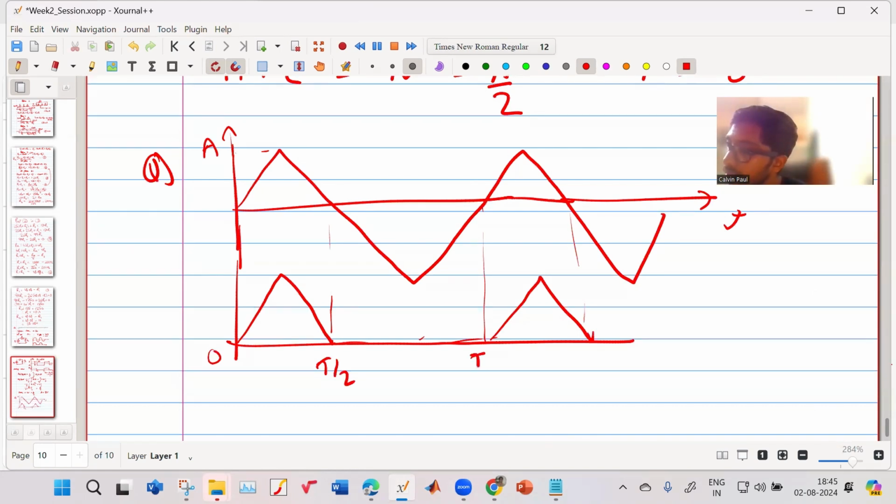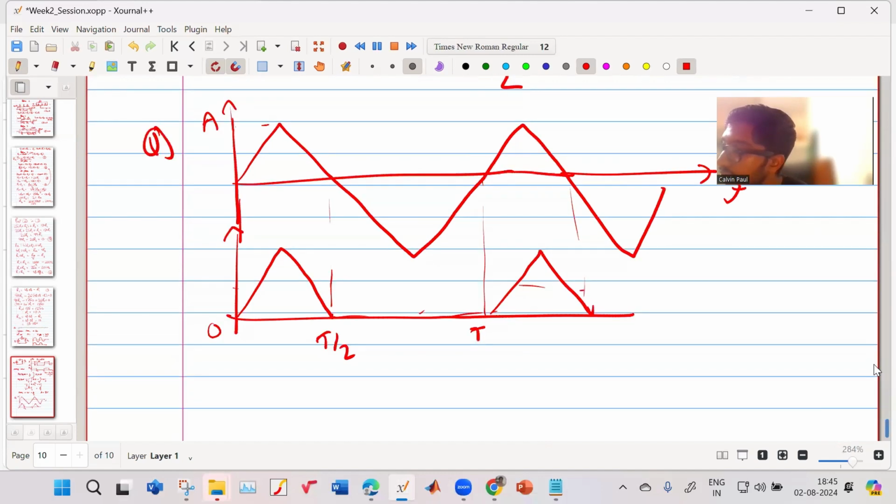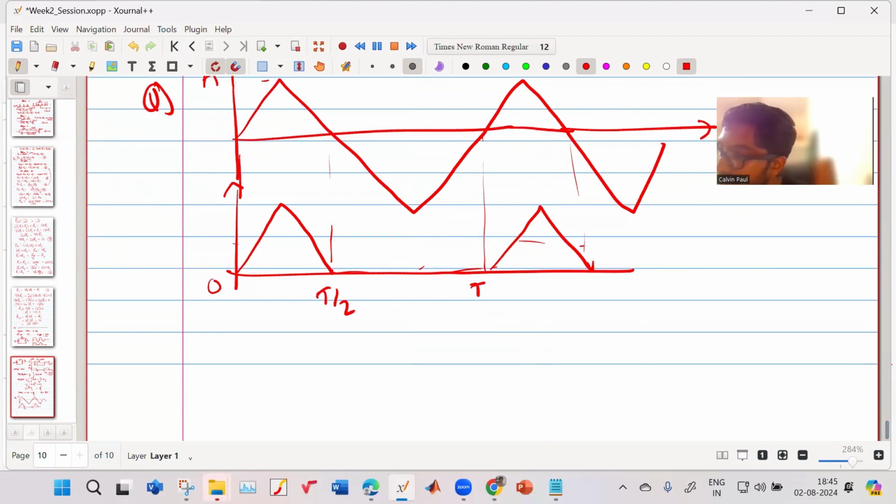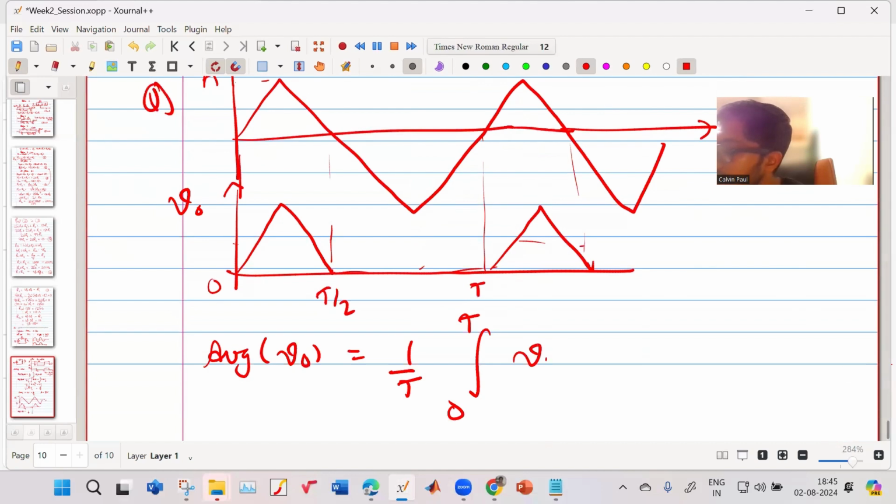So now we want to find the average of this. We have to find the average of this V output, which is equal to 1 by t integration 0 to t V output of t into dt. But only this triangle is there, and from t by 2 to t it is 0. So we want to find the area of this triangle in this integration. What is the area of this triangle?